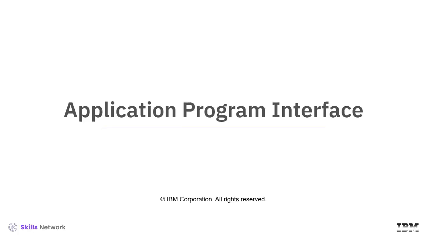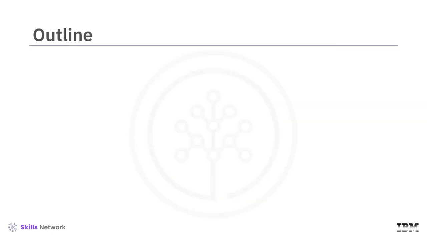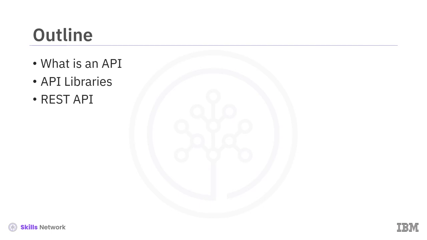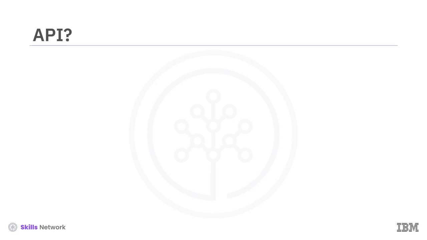In this video, we will discuss Application Program Interfaces, or APIs for short. Specifically, we will discuss what an API is, API libraries, and REST APIs, including request and response, and an example with PyCoinGecko. An API lets two pieces of software talk to each other.